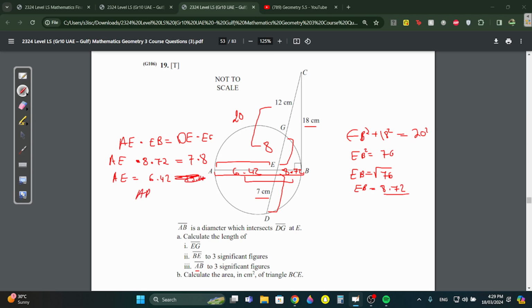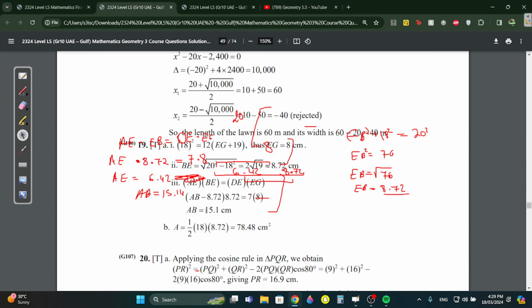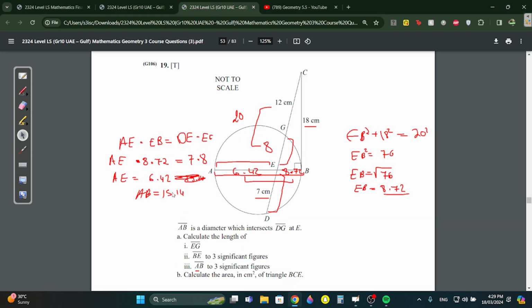So AB equals 15.14. Is that correct? 15.1. Okay, they kept it as three significant figures. Yeah, 15.1.